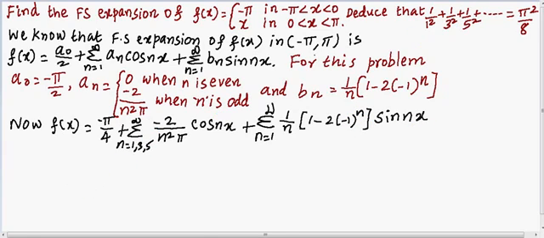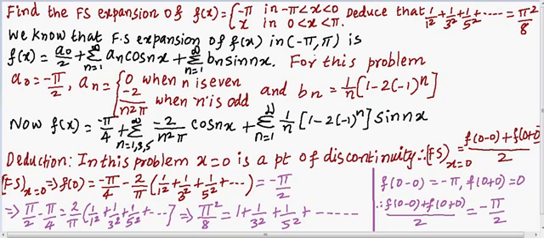Now the deduction. You look into the given function: f(x) = -π in the interval -π < x < 0, f(x) = x in the interval 0 < x < π. You minutely note that in this problem at x = 0 the function is discontinuous, so x = 0 is a point of discontinuity. Since x = 0 is a point of discontinuity, for the deduction we shall select a formula.